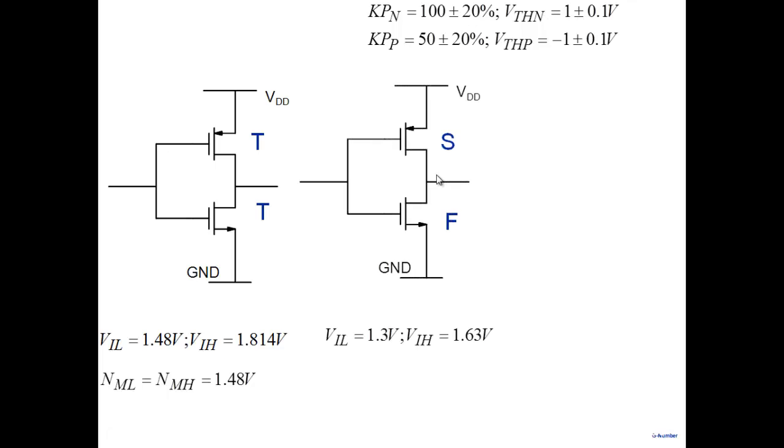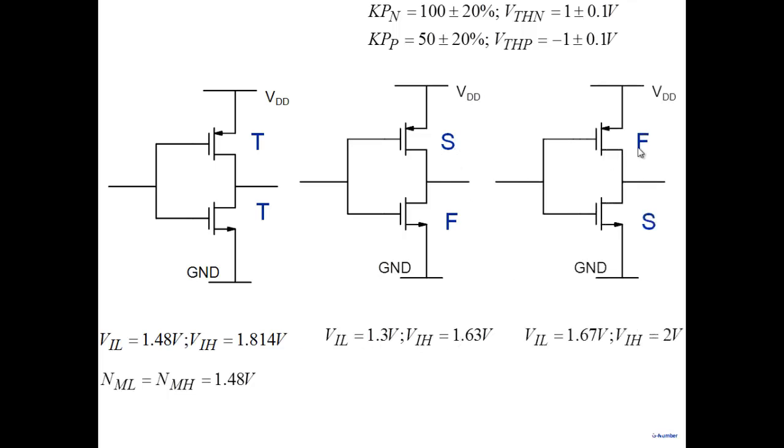On that basis, we can find out what the KPN and KP values are for the slow and the fast, and one can calculate VIL and VIH. For the case of a slow PMOS and a fast NMOS, everything is shifted towards the left, so VIL is 1.3 and VIH is 1.63. A fast PMOS and a slow NMOS has characteristics shifted to the right, so VIL goes to 1.67 and VIH is 2.